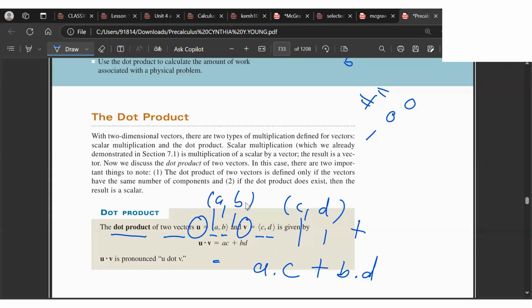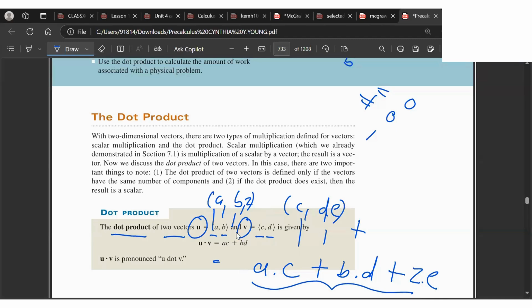So if we have A, B, and Z, and we have C, D, and E, what you have to do is add one more plus, Z into E. Basically, what is the dot product? You just have to multiply the same components and add all of them together. That is the dot product. And what will you get here? Can you tell me, will you get a vector or will you get a value?